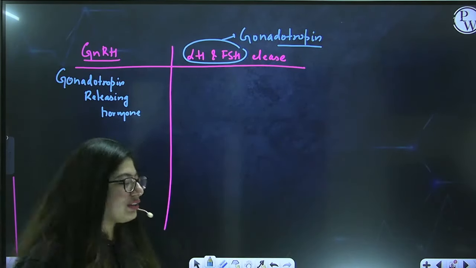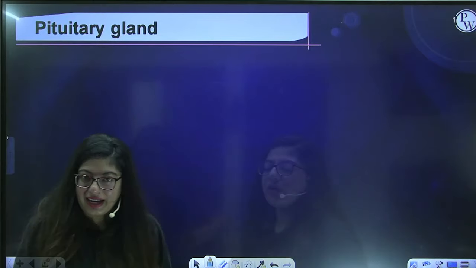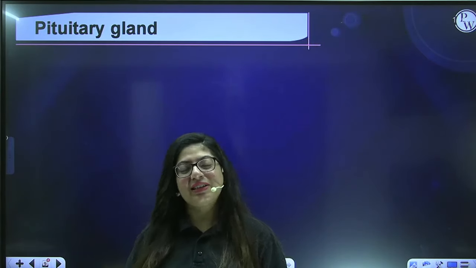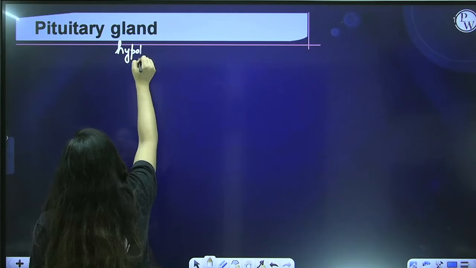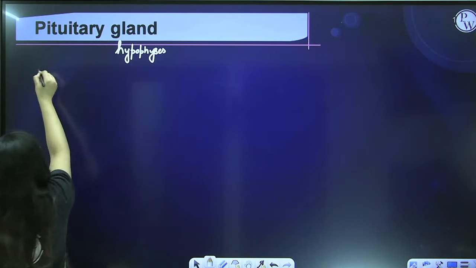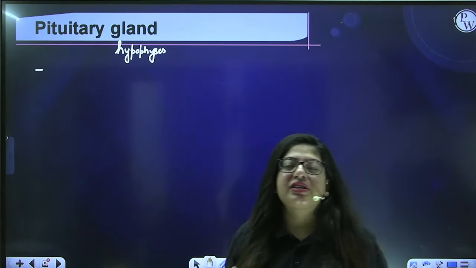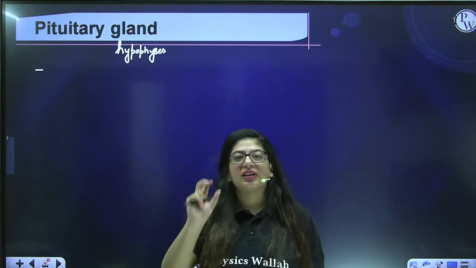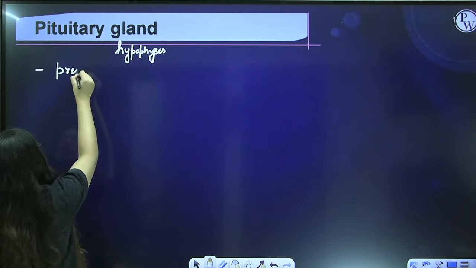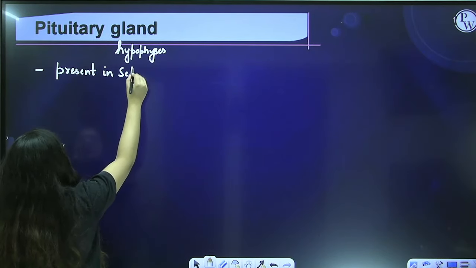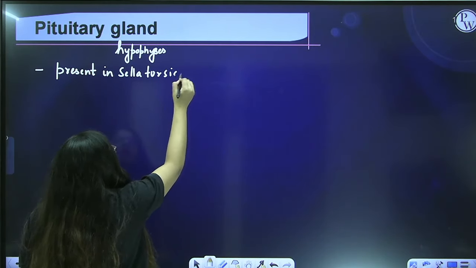Do not worry, let's move further and talk about the next gland, your favorite, the pituitary gland. So let's get started. Another name of the pituitary gland is hypophysis. Where is it present? In the sella turcica. If you remember, we have discussed a small depression in the sphenoid bone in your skull, and the name of that depression is sella turcica, right? So it is present in that cavity, in the sella turcica of the sphenoid bone.